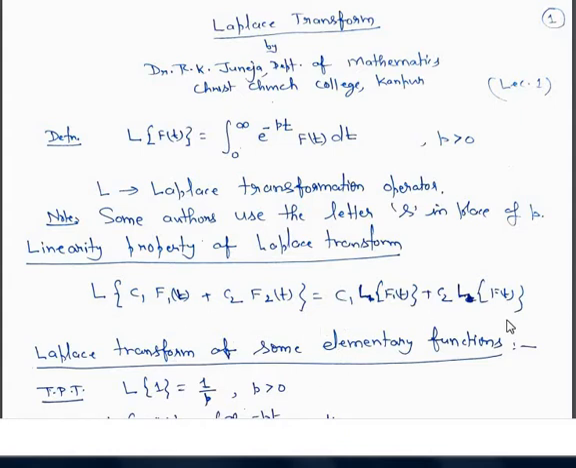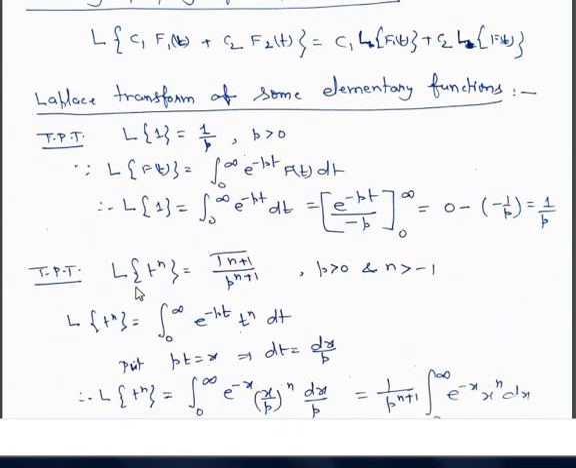Now Laplace transform of some elementary functions. Here it should be f2(t), okay? I've written f(t) but it should be f2. Alright. Now Laplace transform of some elementary functions. To prove that L of 1, Laplace transform of 1, is equal to 1 upon p, where p is positive.